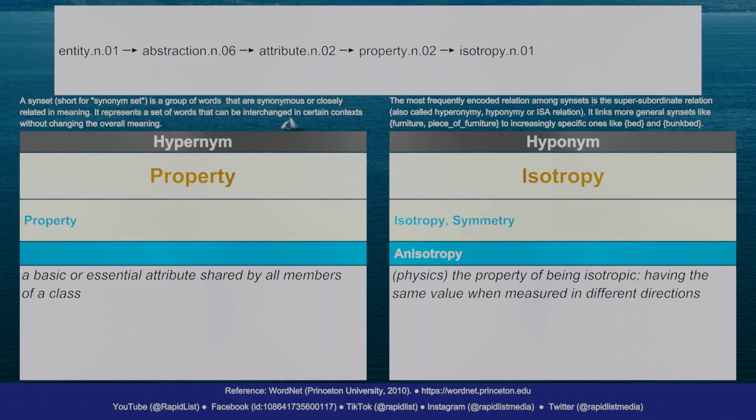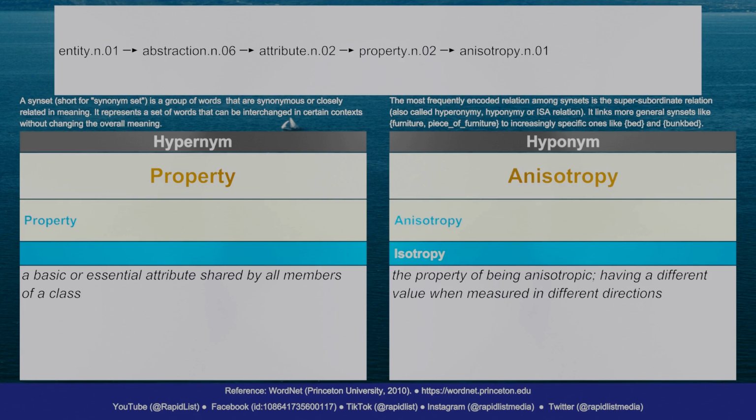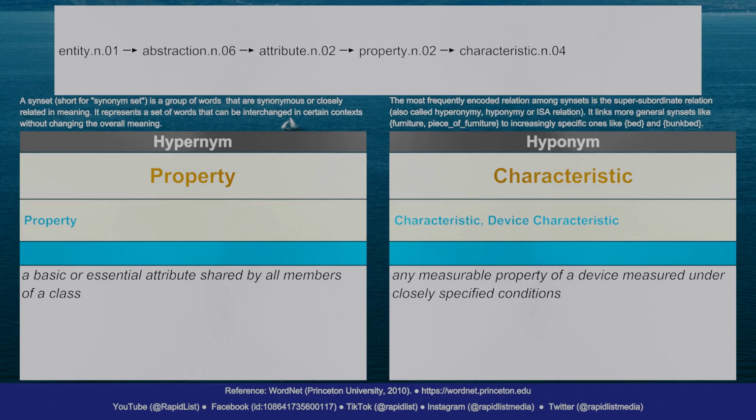Isotropy. Physics, the property of being isotropic, having the same value when measured in different directions. Anisotropy. The property of being anisotropic, having a different value when measured in different directions. Characteristic. Any measurable property of a device measured under closely specified conditions.